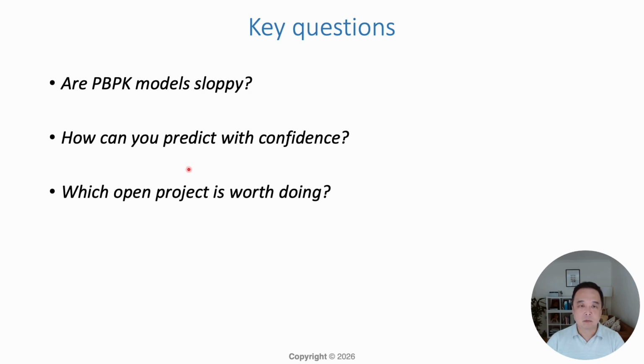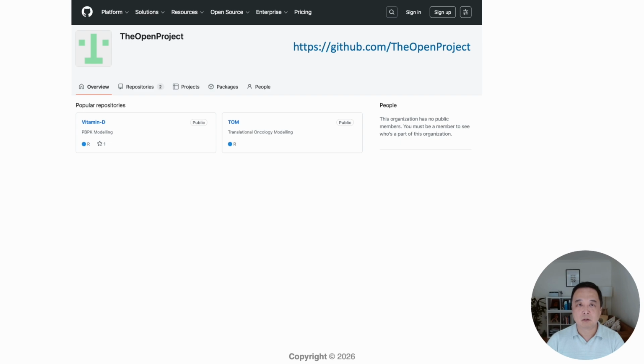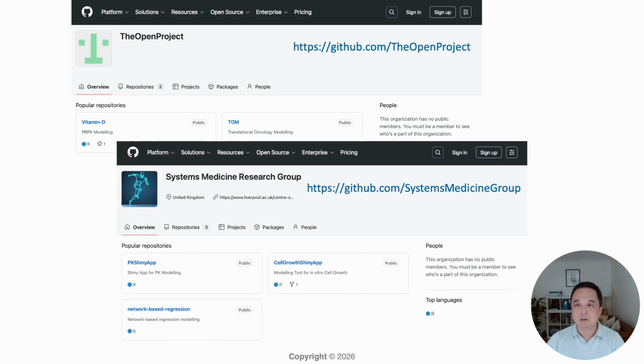And lastly, which open project is worth doing? Well, in my lab, I keep a few open projects hosted on these URLs. And you do not have to be a modeler to contribute. You can write about it so that more people know about these projects.